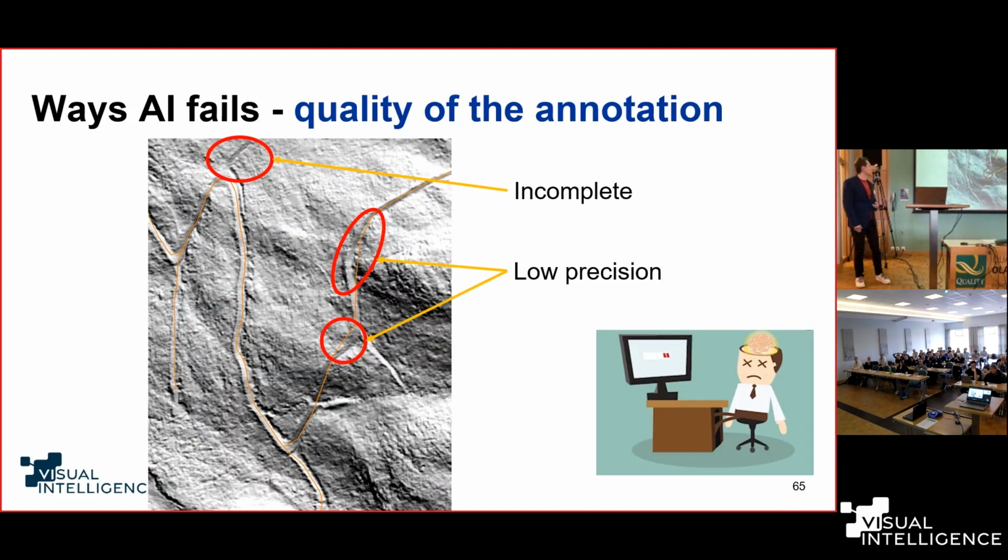So the first thing is the quality of the annotations. Here's an example. We are using roads, we want to segment roads, and you have something that is missing here. Here we're doing a shortcut. All these things, low precision, incompleteness, degrade the performance.